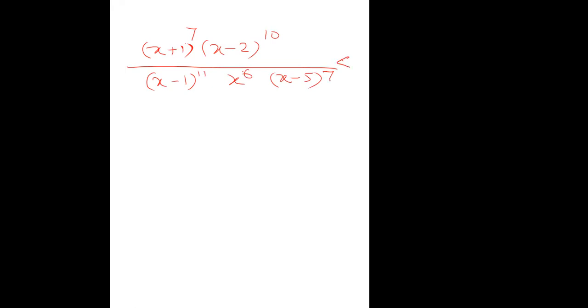x plus 1, x minus 2, x minus 1. Only x means x is at 0, right? x minus 5, 7, 10, 11, 6, 7, less than equal to 0. This time less than equal to 0. Start.